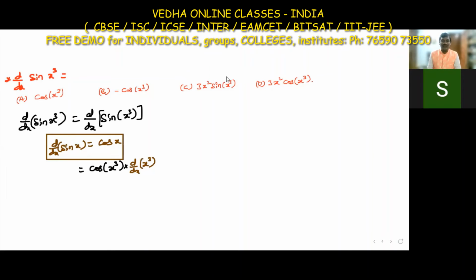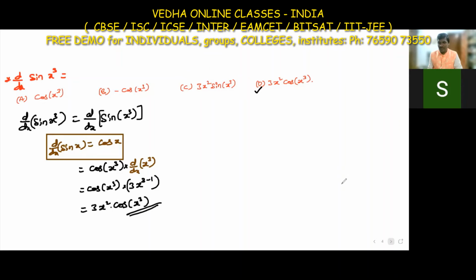So this is equal to cos of x cube as it is, and now we apply the x power n formula. d by dx of x power n is n into x to the power n minus 1. So 3 into x power 3 minus 1 means 3x square, 3x square into cos of x cube. This is the required solution. Which option is correct? Option D is the correct answer.